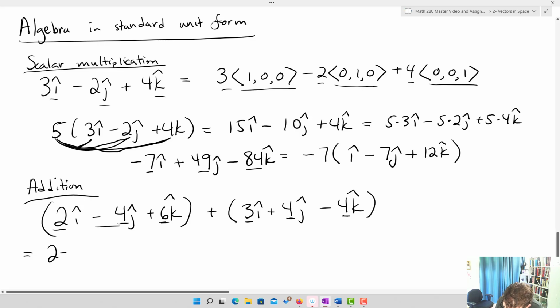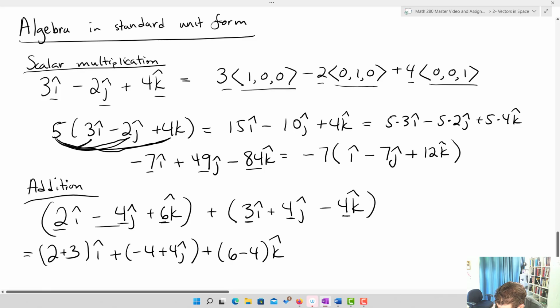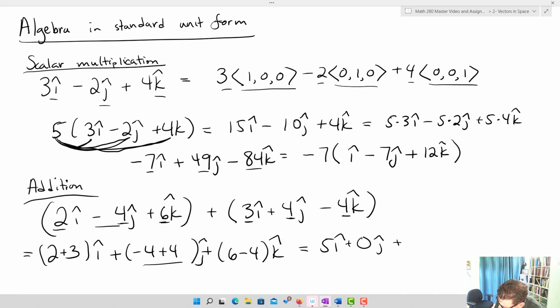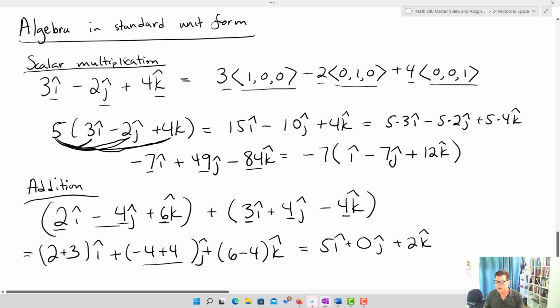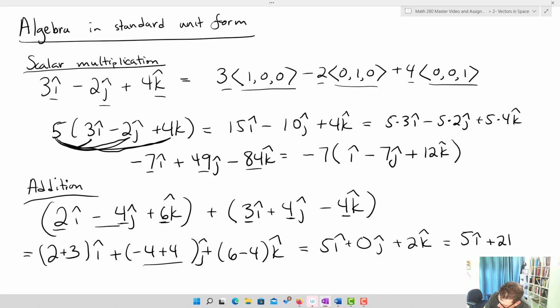So that gives me (2 plus 3)i, and then (negative 4 plus 4)j, and then (6 minus 4)k. And so what I get now is 5i. This is going to become 0j plus 2k. Now, as a convention, if I have 0 of one of the components in a standard unit form, I can actually just get rid of it. So now I can just rewrite it as 5i plus 2k.